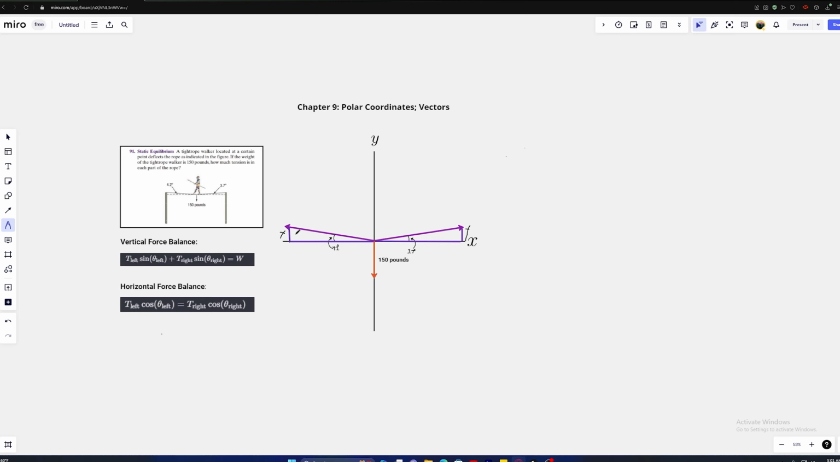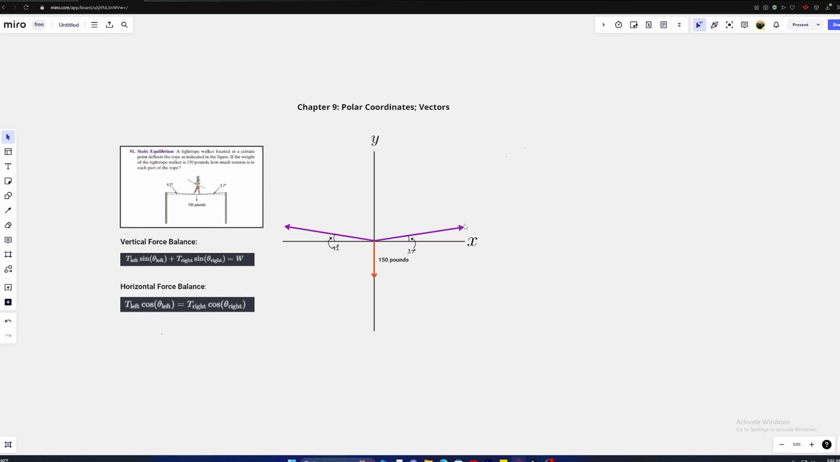So since the tightrope walker is in equilibrium, those two y components are going to equal 150, as you can see right here. And in the horizontal direction, we know that this length in the negative direction is going to equal this length in the positive x direction. As you can see from the horizontal force balance, this value will equal this value.